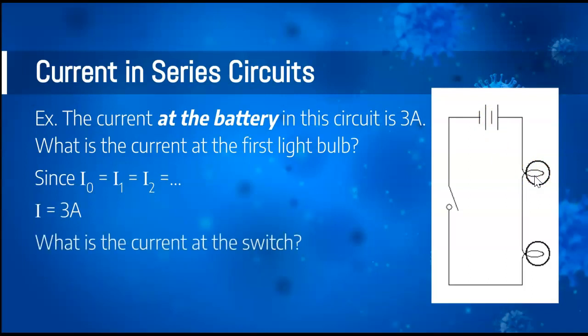Okay? Now, what's the current at the switch? The same, right? Same idea. It doesn't matter where you are in the circuit, it will be the same. Now, I will point out that this is an open circuit right now, which means technically the current in the entire circuit is 0 because there's no flow, but let's assume that that switch was actually closed. All right, so then the current there would also be 3 amps.